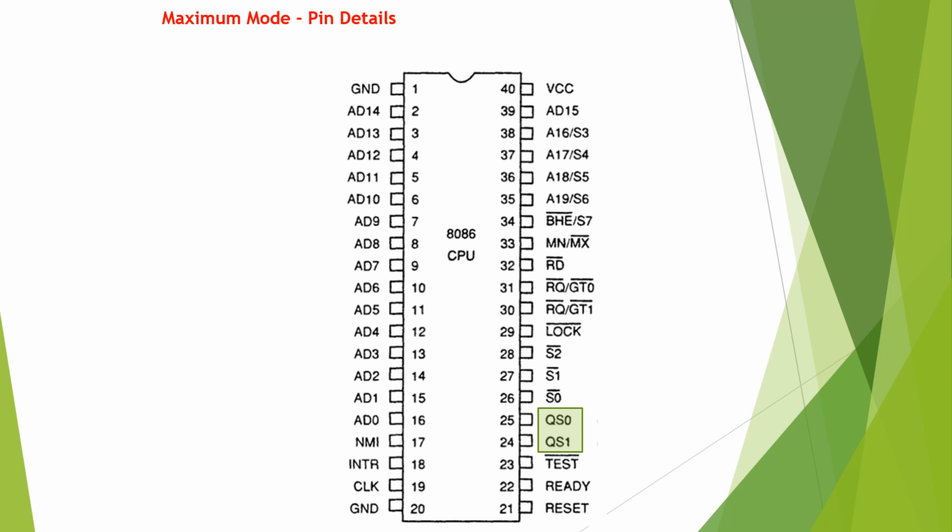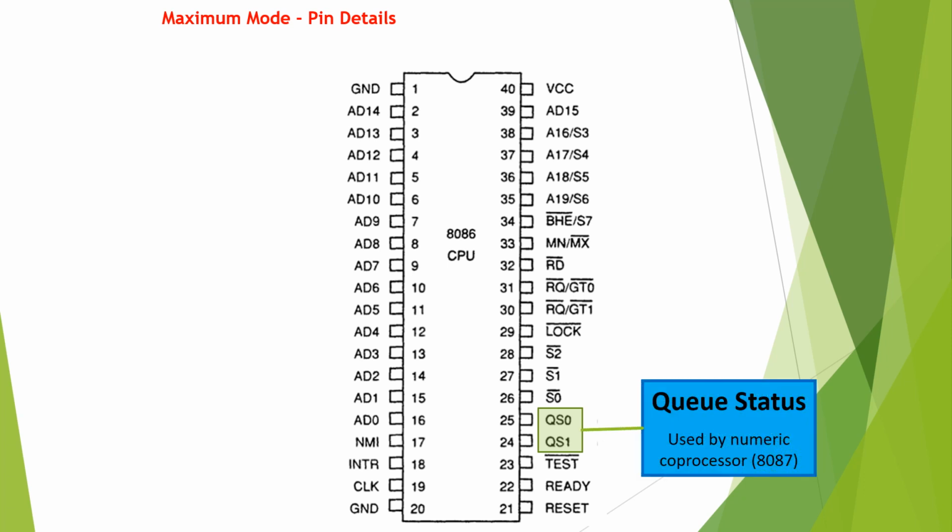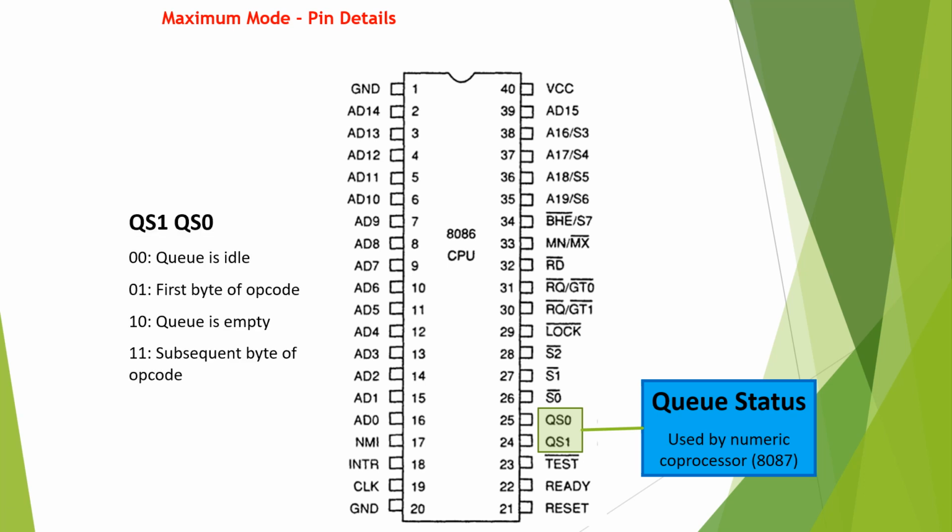And next is the queue status. We have two pins, that is QS0 and QS1. These lines give information about the status of the code prefetch queue in 8086. These are active during the clock cycle after which the queue operation is performed. The combination of these two will indicate the status of the queue.